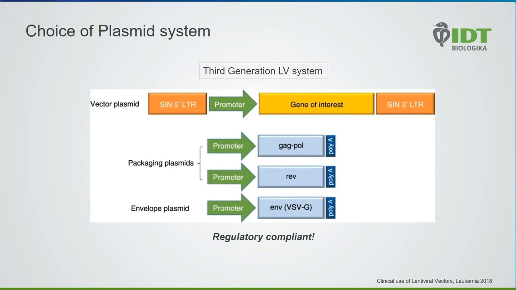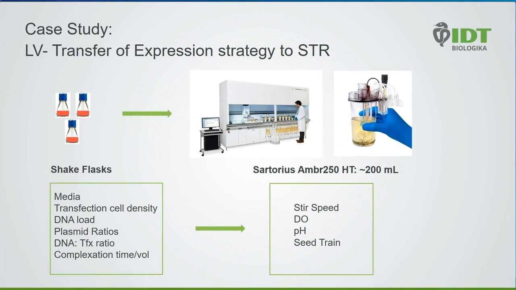And now I'd like to share with you some of the case studies from our end where we have transferred the expression strategy from small scale shake flasks to stirred tank reactors. So we start our process by optimizing for a variety of parameters. Some of the key ones are listed here. We start off in the small scale with media screening, transfection cell density, DNA load, plasmid ratios, DNA to transfection reagent ratio, as well as complexation time and volume.